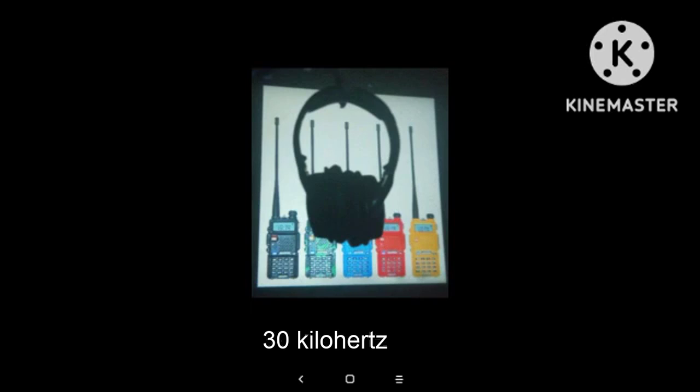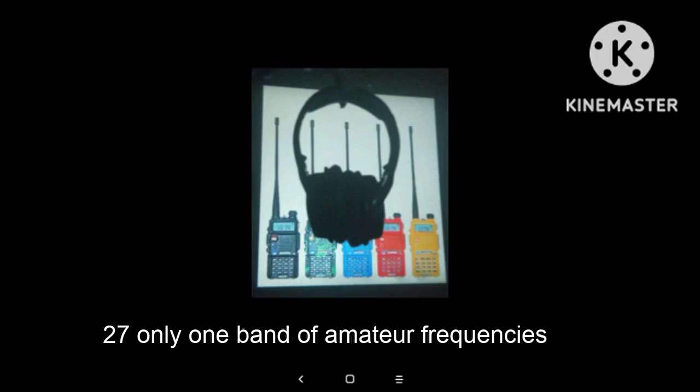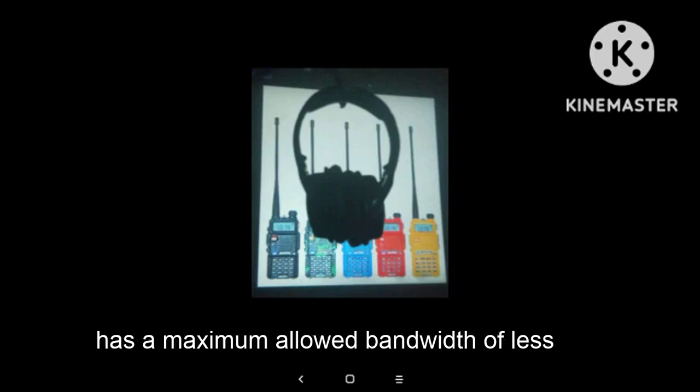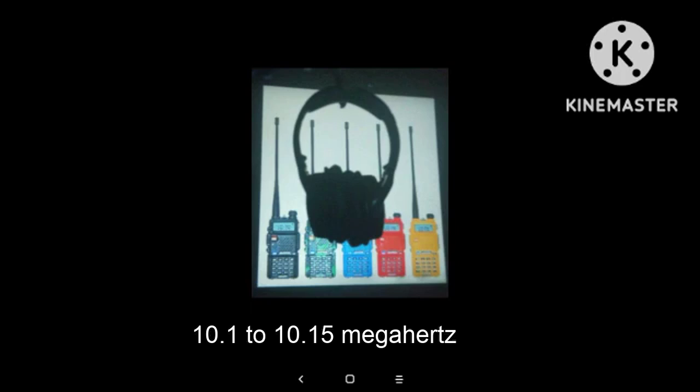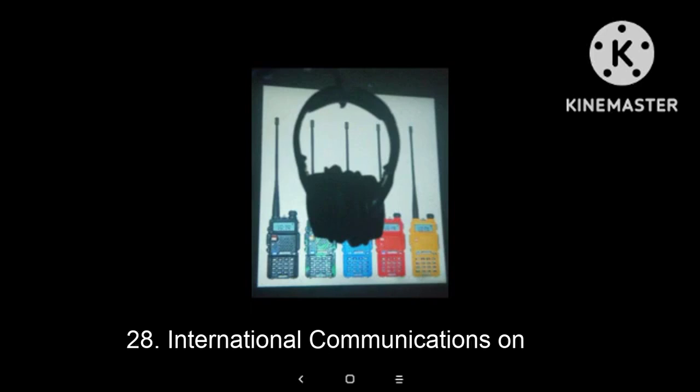30 kHz. 27. Only one band of amateur frequencies has a maximum allowed bandwidth of less than 6 kHz. That band is 10.1 to 10.15 MHz.